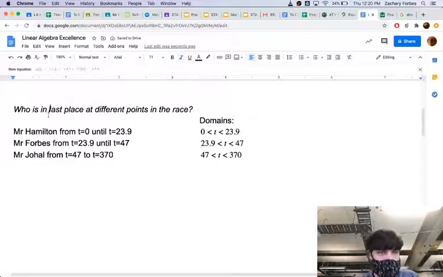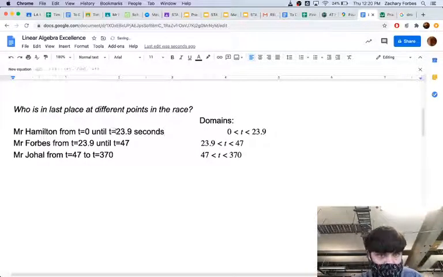Over here I'm going to write the proper commentary. So from the start until 23.9 seconds. So I'm just going to change these from 0 seconds to 23. Ooh, I'm going to have to change these domains placements.